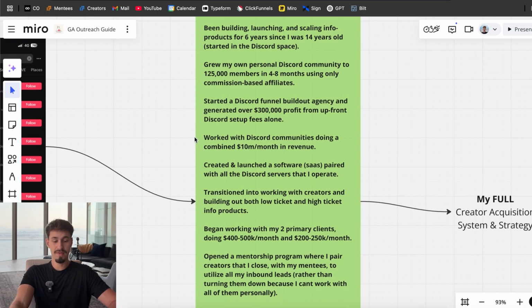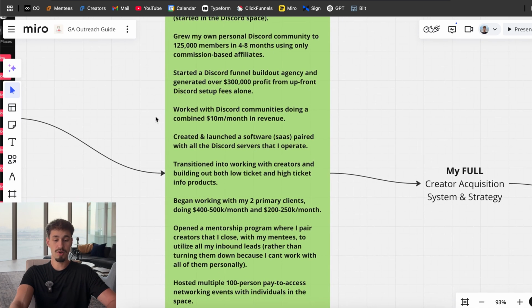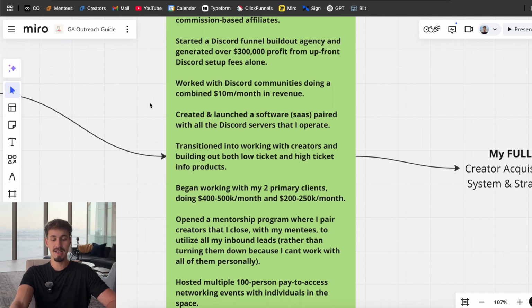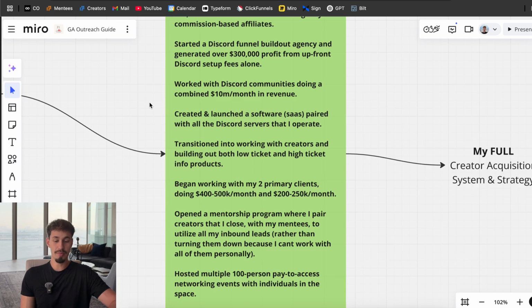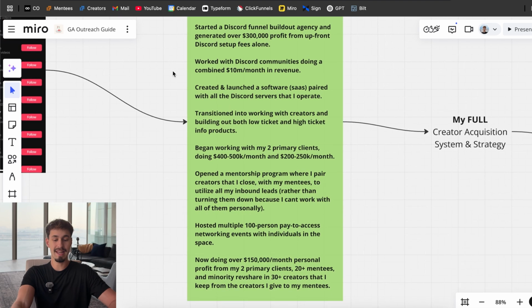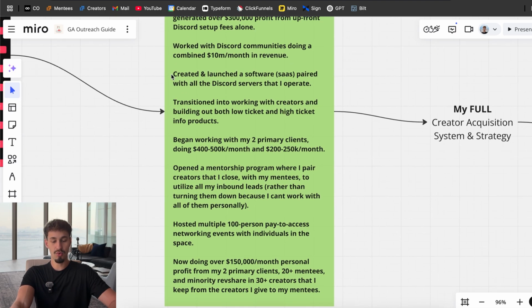I started a Discord funnel build-out agency right after that. I generated over $300K profit from upfront Discord setup fees alone, and I've worked with Discord communities doing a combined $10 million a month in monthly revenue. I created and launched a software, a SaaS, paired with all the Discord servers that I operate, and then that's when I started to transition into working with creators, aka growth operating, and building them out low-ticket and high-ticket info products. I began working with my 2 primary clients doing $400 to $500K a month and $200 to $250K a month.